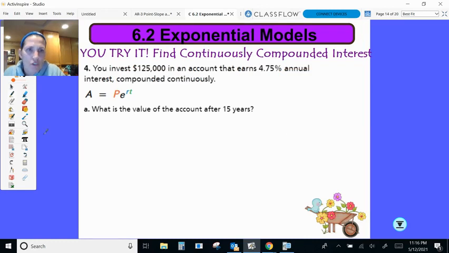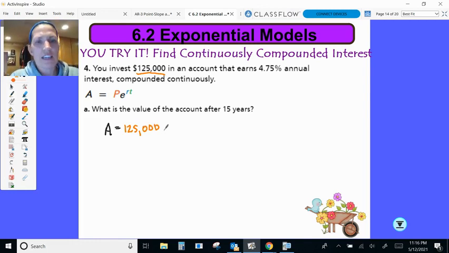Okay, so here you invest $125,000 in an account that earns 4.75% annual interest compounded continuously. What's my value after 15 years? So again, I'm going to plug this in here. A is going to be equal to, my principal is 125,000. That's my initial investment. Then times e, and my rate is going to be, we're going to move that decimal over, 0.0475, times my time, 15 years, and then we can calculate what our investment's going to be.